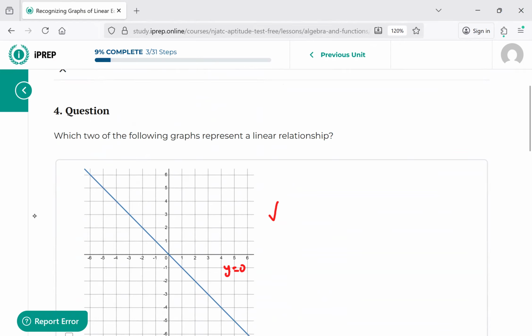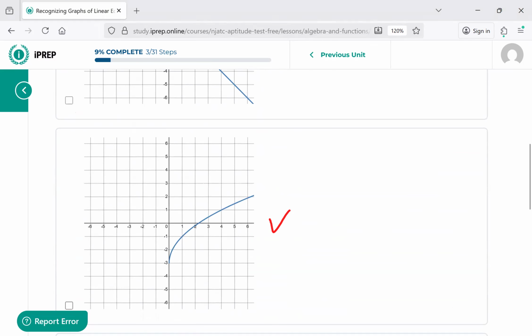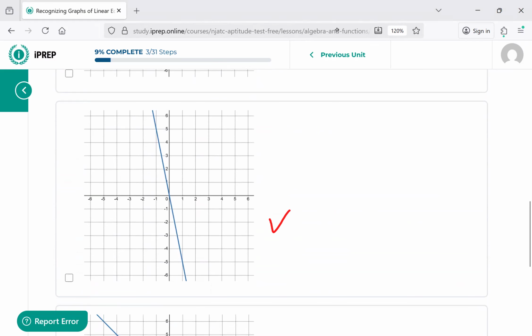Question four, is this a linear line? Yes. It goes through the origin. Definitely yes. It's just in the negative direction. We said that's fine. This one, no, there's a little bit of a curve. So no, that's not a linear line. This one looks good. It's just a linear line that's going negative. We said that's perfectly fine.